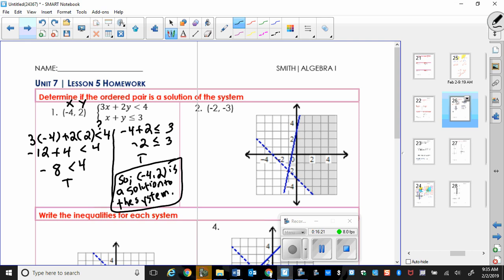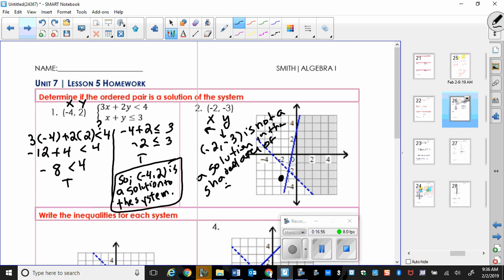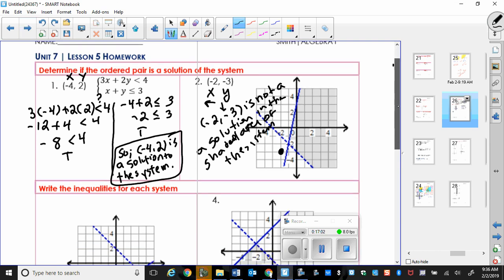Okay? How do we do that graphically? That was algebraically. So we go and check our coordinates x and y. We go left 2, down 3. Is this in the shaded area? (-2, -3) is not a solution in the shaded area of the system of inequalities. Okay?